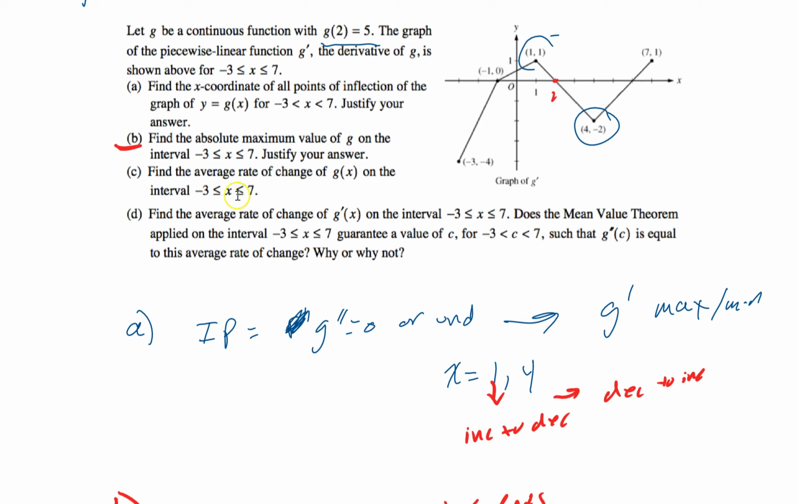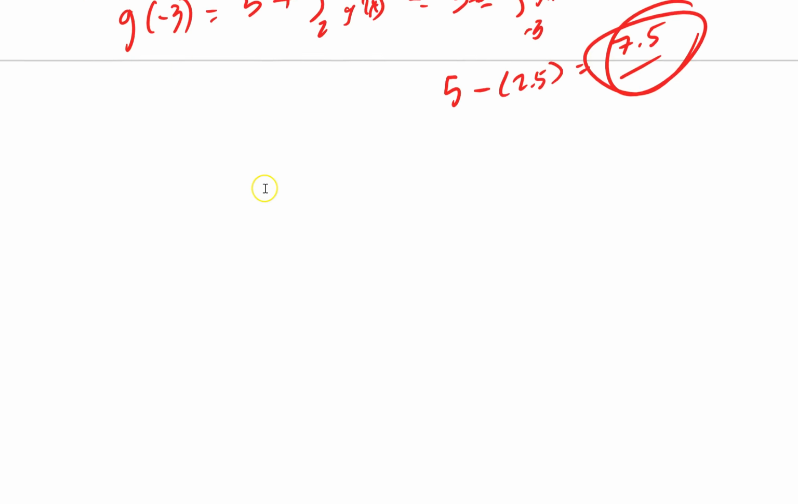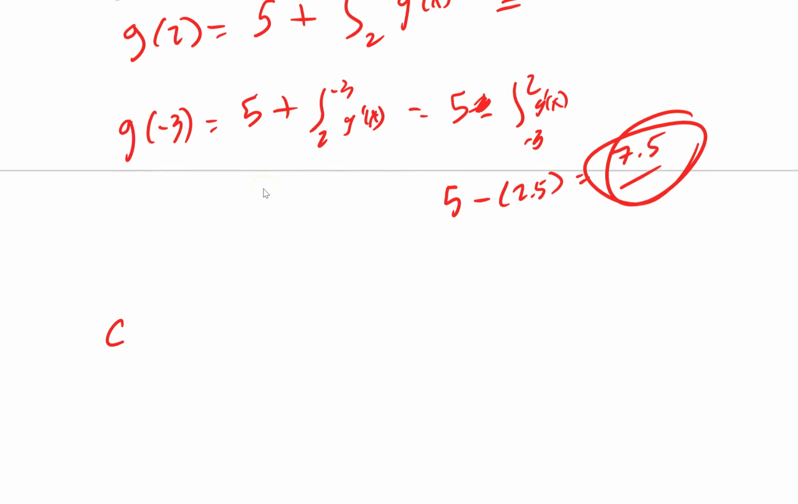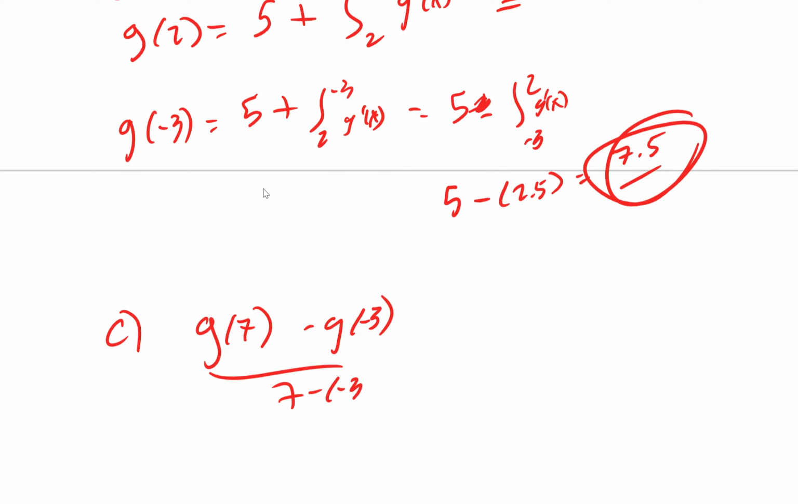Find the average rate of change from negative 3 to 7. So remember, average rate of change is a fancy way of saying slope. It's all average rate of change is. Instantaneous is derivative, average rate of change is a slope. So for part C, we're just going to find the slope from negative 3 to 7. So g of 7 minus g of negative 3, over 7 minus negative 3.